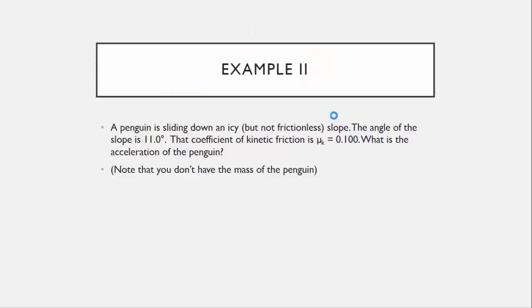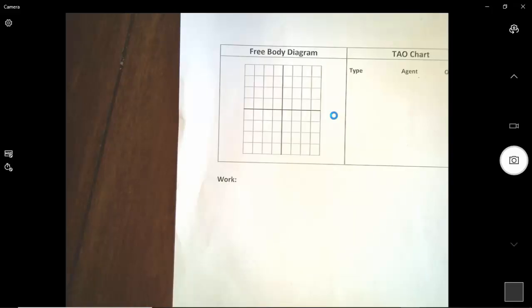So let's say the penguin has a running start. So it never has static friction to begin with. It runs, it jumps, and it's sliding down the hill from the beginning. We have the coefficient of kinetic friction, and we want to know its acceleration as it's sliding down the hill. We still don't have the mass, but I think you'll see now that we don't need it.